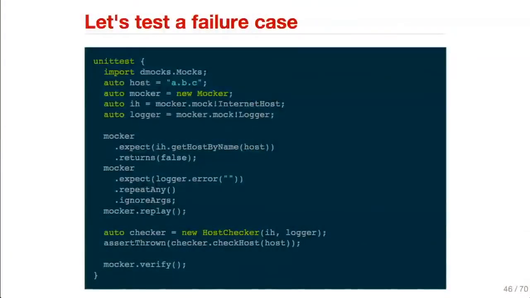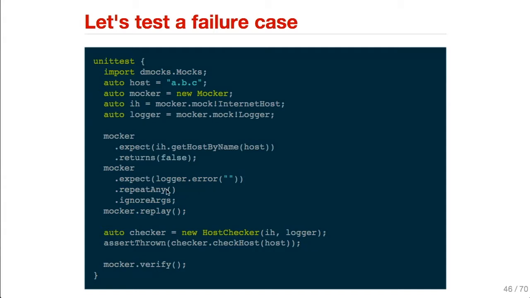So a lot of times we need to test what happens in the success case. But just as important, and almost more important, is what happens in the failure case. And this is the thing that makes this technique really novel and useful to me: just as easy as it is to simulate success, we can simulate failure. So let's go through a failure case. Just like before, I'm creating mocks for my internet host and logger objects. But now I'm going to program these in different ways. I'm going to say, you're going to expect a call to get host by name with the argument ABC, and you're going to return false.